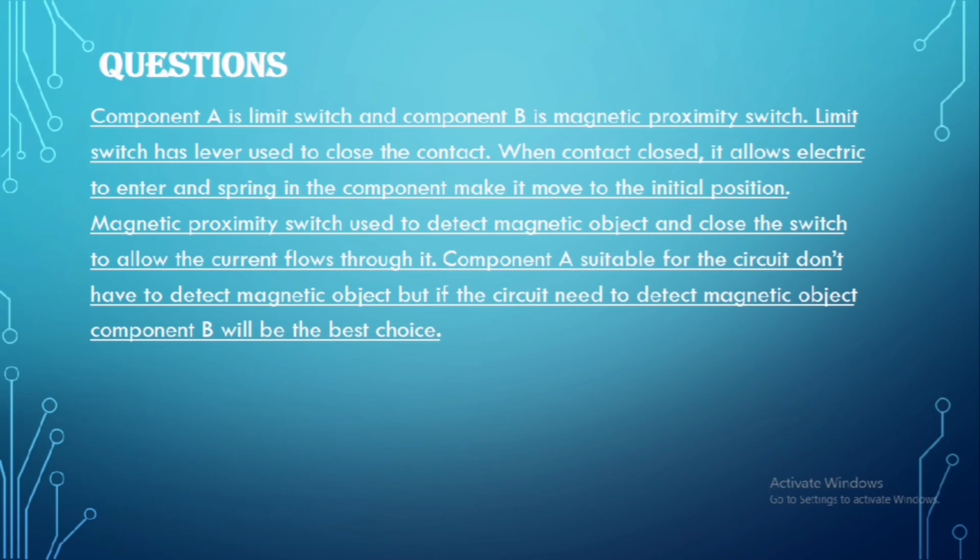Component A is a limit switch and component B is a magnetic proximity switch. A limit switch has a lever used to close the contact. When the contact is closed, it allows electricity to enter, and the spring in the component makes it move to the initial position. A magnetic proximity switch is used to detect a magnetic object and close the switch to allow the current to flow through it. Component A is suitable for a circuit that doesn't have to detect a magnetic object, but if the circuit needs to detect a magnetic object, component B will be the best choice.